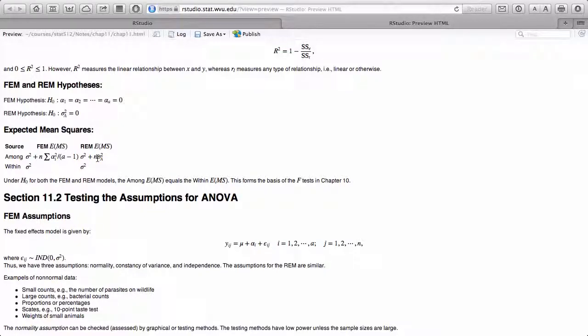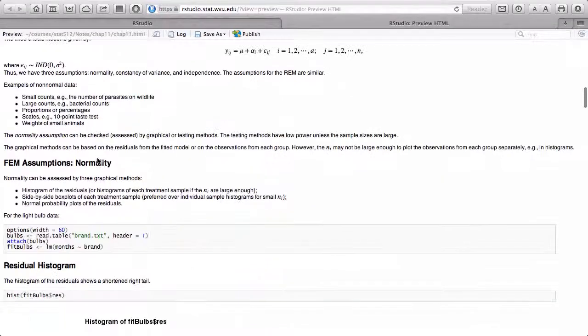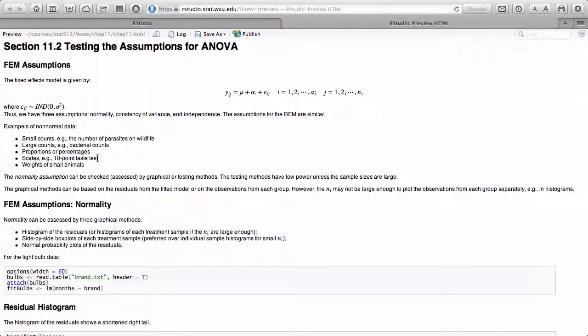Now, when we get to the assumptions for the two models, in some ways they're the same in the sense that we fit the model and we look at, for example, the residuals and we look at normality of the residuals. Now, that's not quite correct for the random effects model, but generally speaking, we can do that. When we do the assumption of normality, there's quite a few things that we could do.